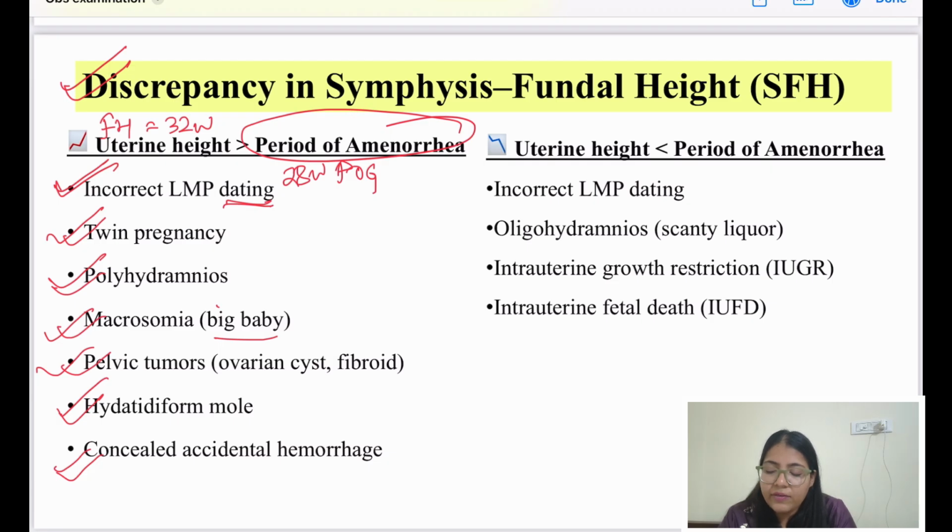And in cases where the fundal height is less than the period of amenorrhea, suppose the period of amenorrhea is 36 weeks, but your fundal height is only 32 weeks, then again incorrect LMP dating, the first thing to come to your mind. Then oligohydramnios, there may be IUGR and there may be IUFD. Old IUFD patient may not be knowing, sometimes a primary may not be knowing.